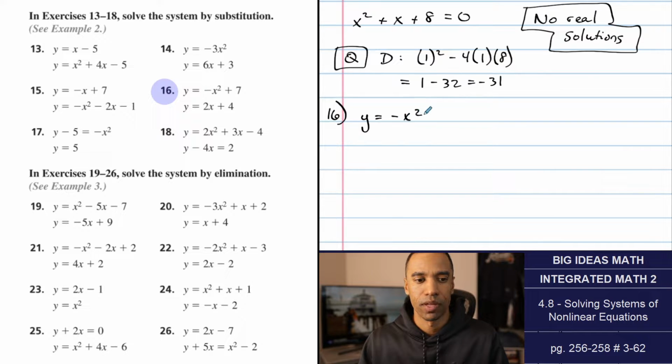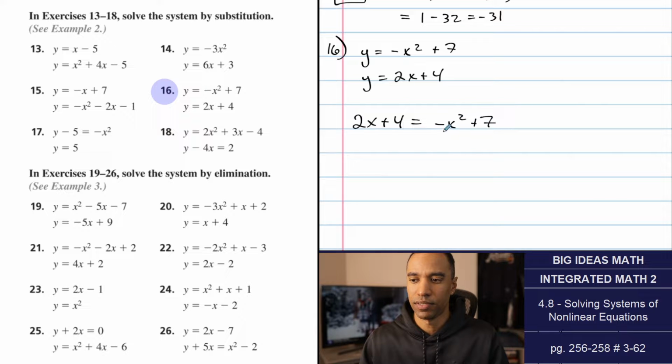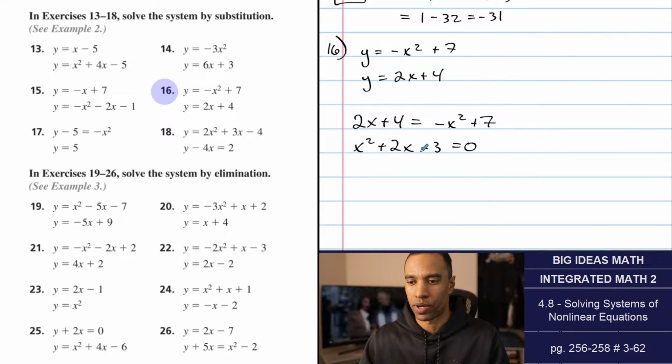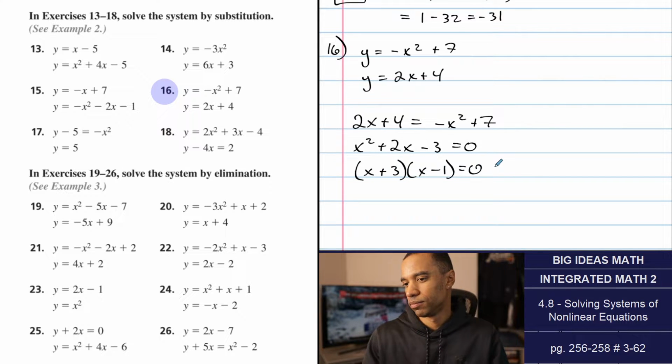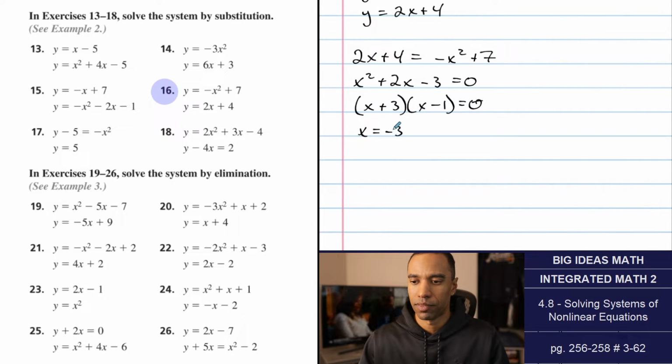Let's see where they go from here. Y equals negative x squared plus 7, and y equals 2x plus 4. Let's set 2x plus 4 equal to negative x squared plus 7. I will add x squared over, don't mind if I do. And let's subtract 7 over to get that minus 3. It looks factorable. Two numbers that multiply to negative 3 and add to 2 are 3 and negative 1. If x plus 3 equals 0, then x is negative 3. If x minus 1 equals 0, then x equals 1.